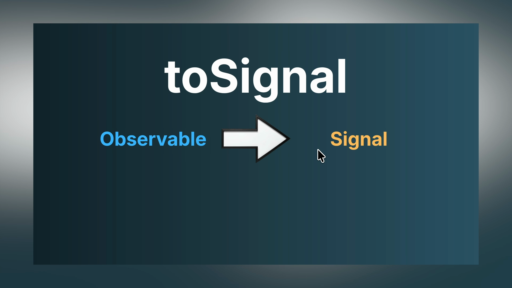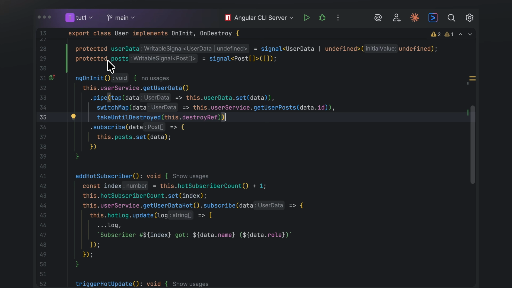Today we are going one step further. We are going to completely stop writing subscribe in our components. Instead, we will use a single function called toSignal that bridges the observable world with Angular's new signal system. Let's go. Let me show you the problem we are solving.